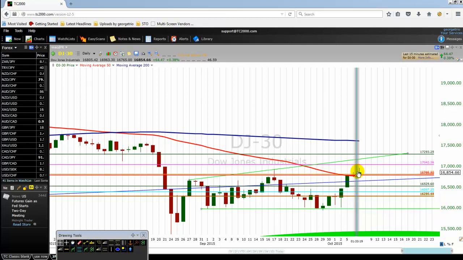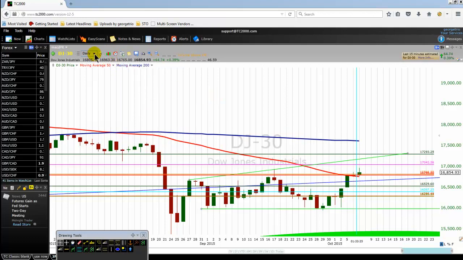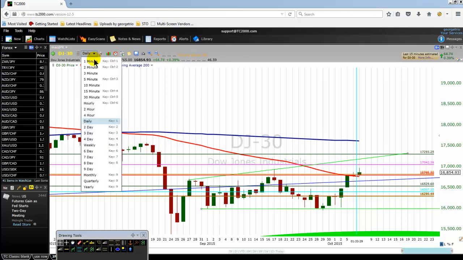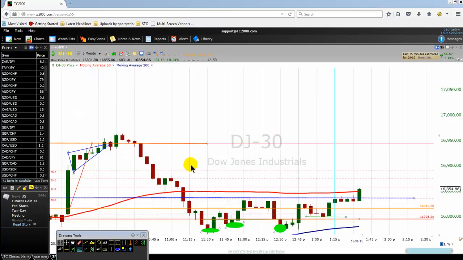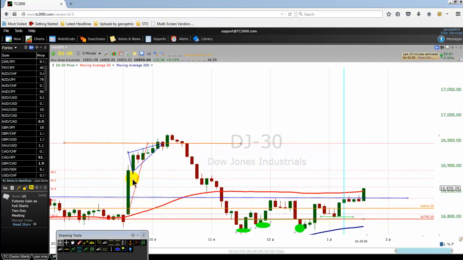So the first trade was not successful. I entered again, and it's working beautifully. Let's go back again to the 5-minute time frame, and there's a high chance that the price will run fast into this session.